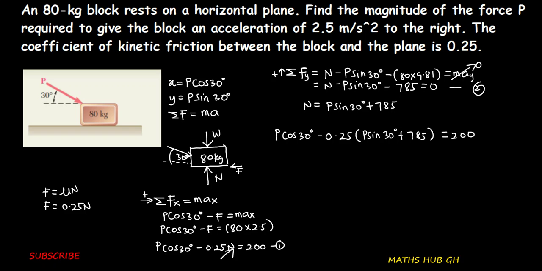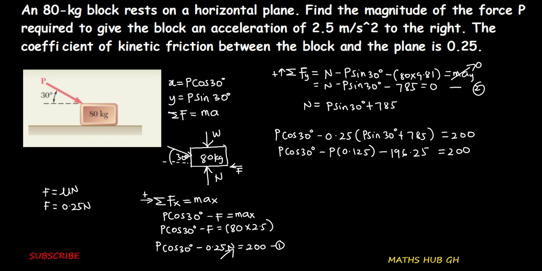Now let's simplify this and solve for P. I'm going to have P cosine of 30 degrees minus 0.25 times sine of 30 degrees. That gives me P multiplying 0.125. And then minus 0.25 times 785, that also gives me 196.25. All this should be equal to 200.